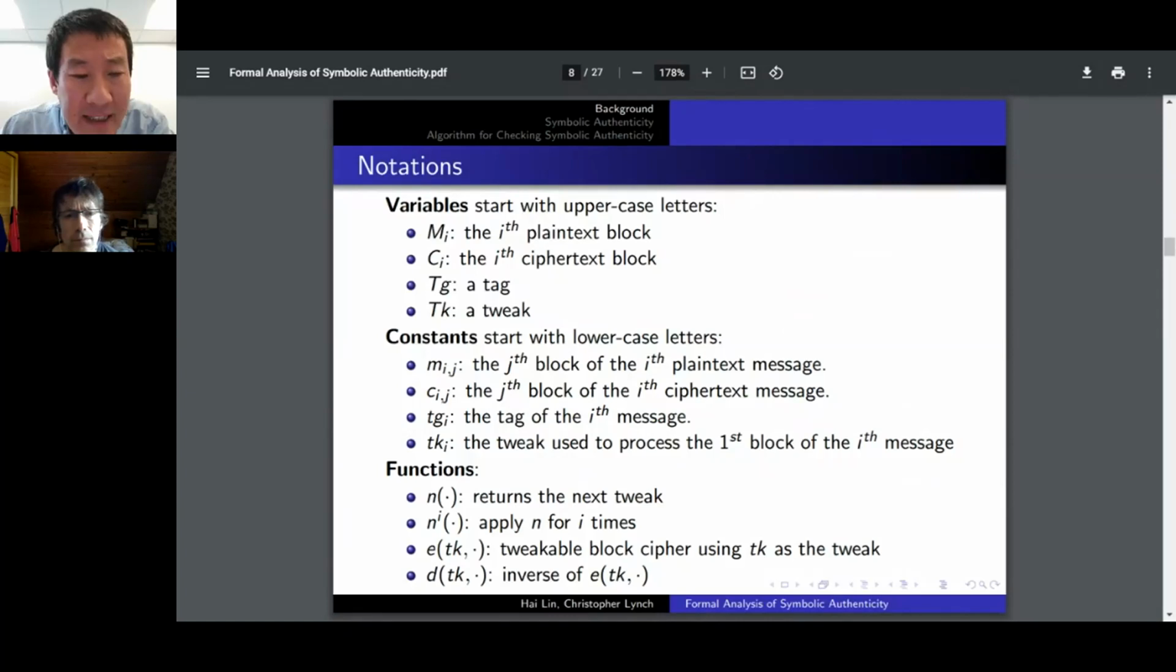So we have E and D for encryption and decryption. Both E and D take two arguments. The first argument being the tweak, and the second argument being the message.